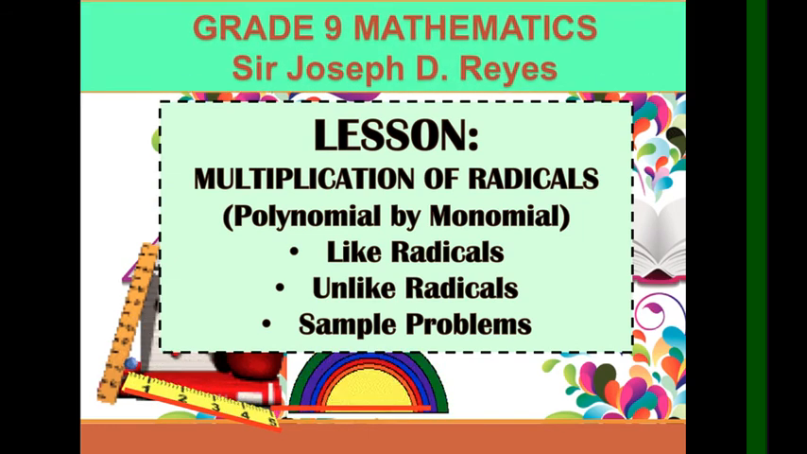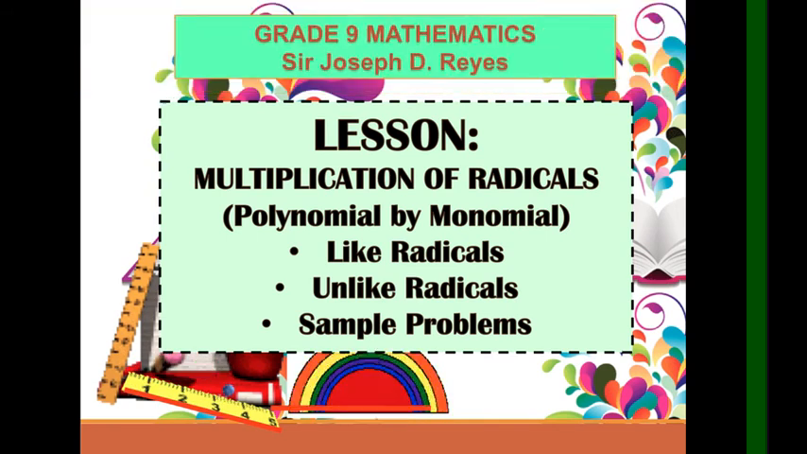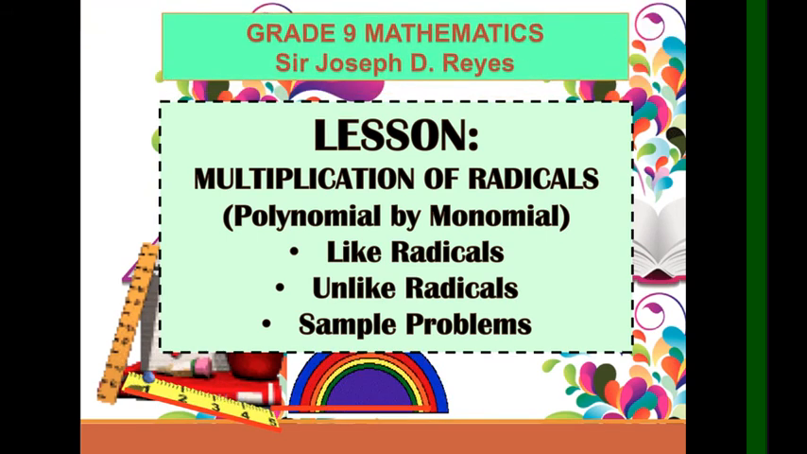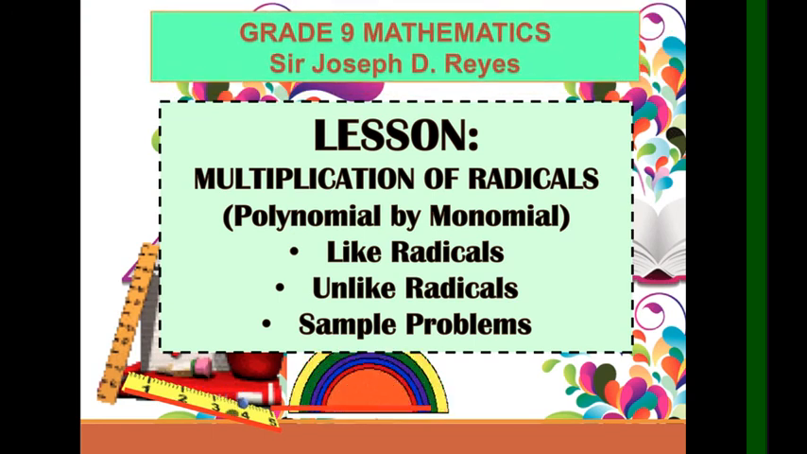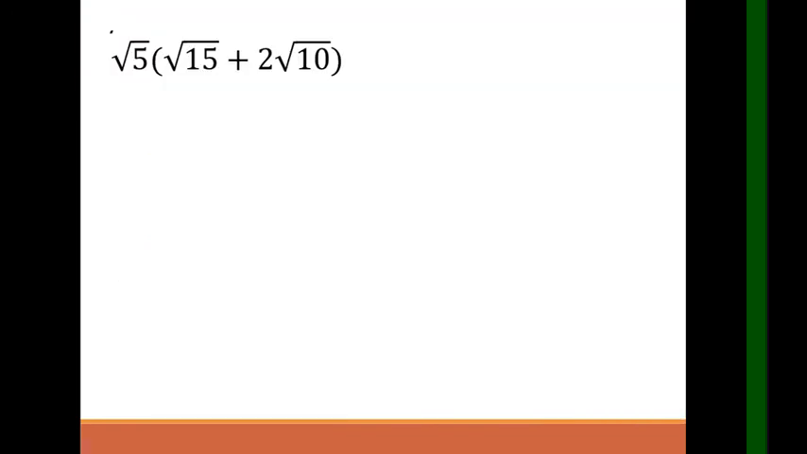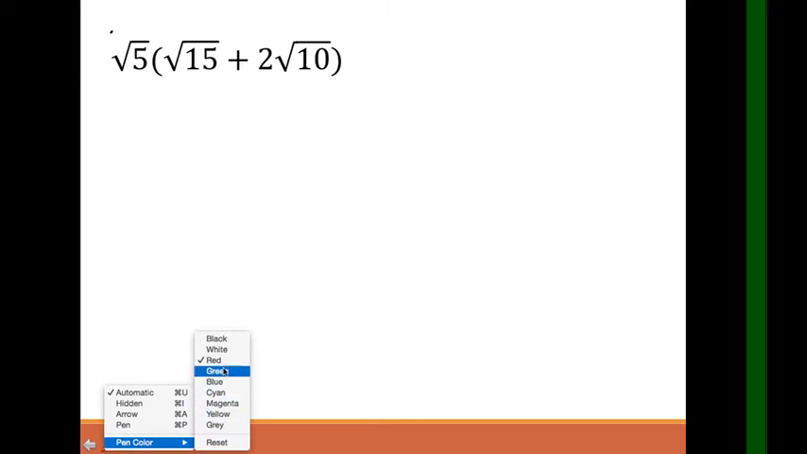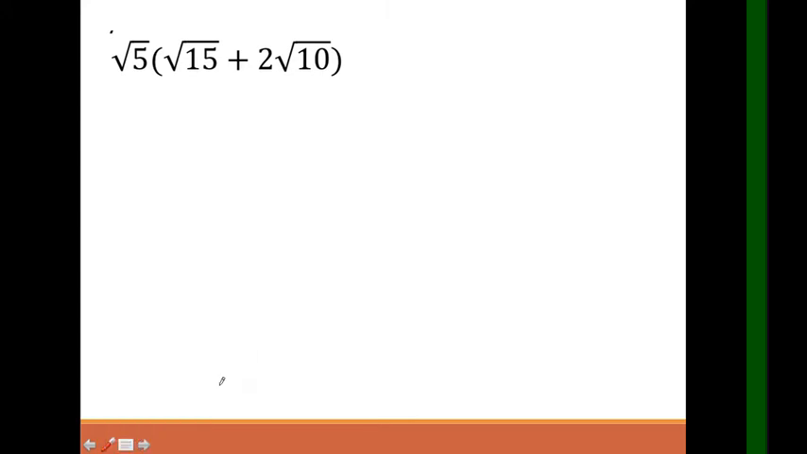Thanks, and now let's proceed to our main topic for today, which is all about multiplication of radicals, polynomial by monomial. So let's have an example. Let me first select my pen. The color of my pen should be blue. As you can see in our given, we have square root of 5 times a binomial, square root of 15 plus 2 square root of 10.